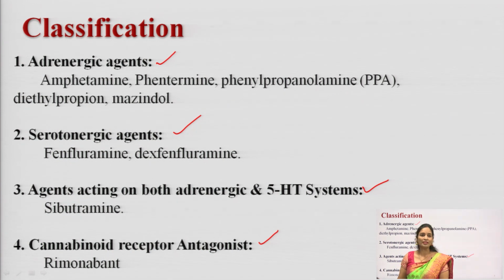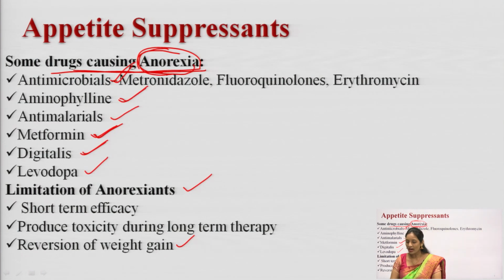So, these are the main classification of the drugs. Here we have seen 4 types of drugs. What are the 4 types of drugs here? One is adrenergic agents, second is serotonergic agents, third is the agents that act on both the adrenergic and serotonergic systems, and finally cannabinoid receptor antagonists. So, these are the drugs that fall under appetite suppressants. And after that we discussed the drugs causing loss of appetite.